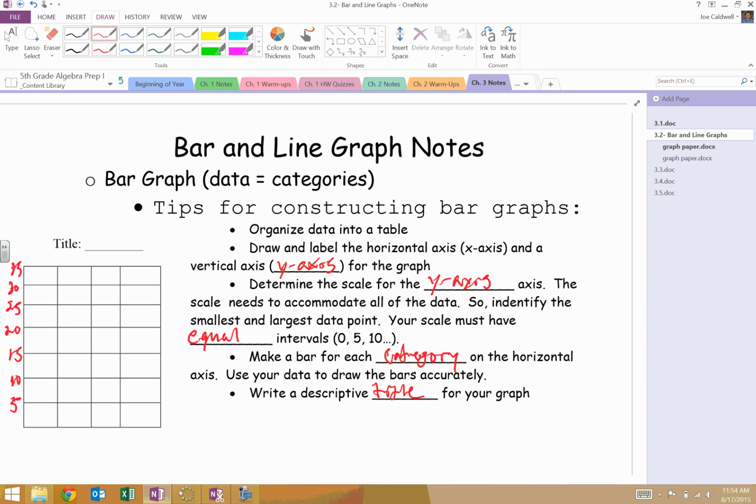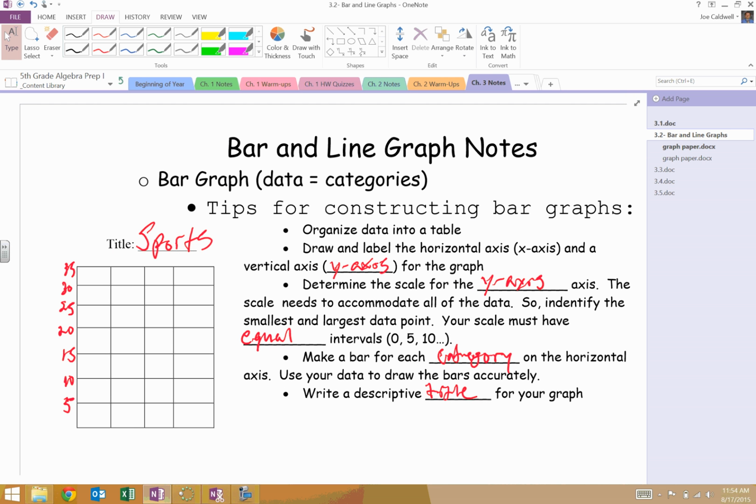So let's just use sports. Notice this has units on it, and if we're talking about students, we would say number of kids. All axes should be labeled. Down here, we would put sports. Again, we're looking at the number of kids in each Canterbury sport.